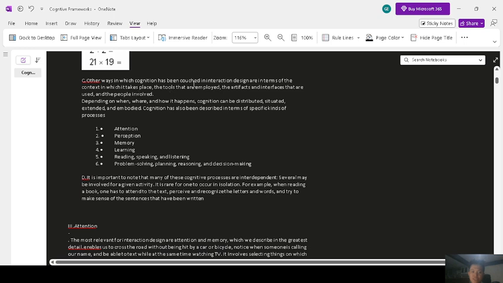Other ways in which cognition has been couched in interaction design are in terms of the context in which it takes place, the tools that are employed, the artifacts and interfaces that are used, and the people involved. So basically, another way to characterize cognition is related to the place, the tools, and the artifacts and interface that are used.